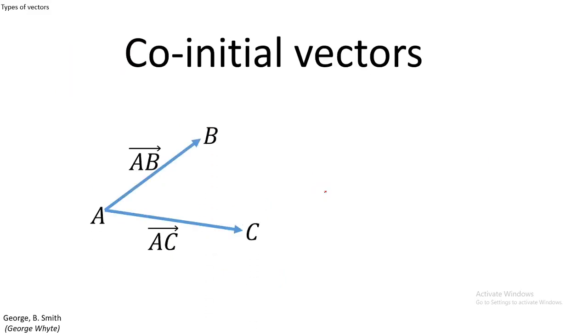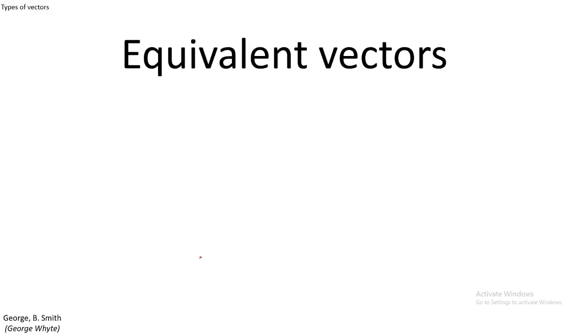So next we have what we call the co-initial vectors. When you talk about co-initial vectors, they are vectors that have the same starting point, the same origin. So you can say I have this vector AB, the origin is A. I have another vector AC, the origin is A. When vectors have the same origin, you call them co-initial vectors.